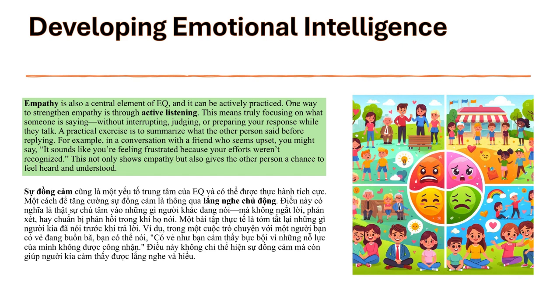Empathy is also a central element of EQ, and it can be actively practiced. One way to strengthen empathy is through active listening. This means truly focusing on what someone is saying, without interrupting, judging, or preparing your response while they talk. A practical exercise is to summarize what the other person said before replying. For example, in a conversation with a friend who seems upset, you might say, "It sounds like you're feeling frustrated because your efforts weren't recognized." This not only shows empathy but also gives the other person a chance to feel heard and understood.